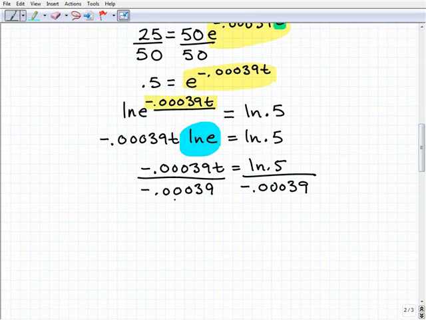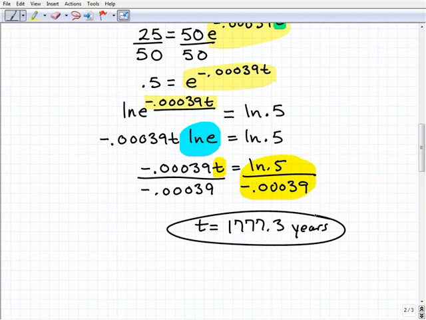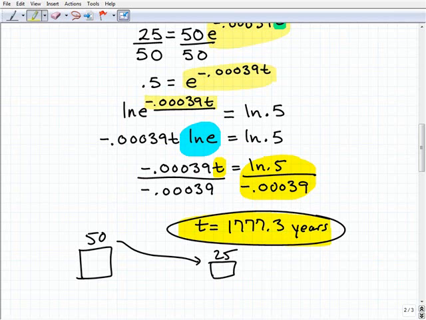So we divided both sides of the equation by negative 0.00039, and what we need to do now is plug this into our calculator, and we will have solved for t. So we'll just take a moment and do that. Okay, so t, I'm getting 1777.3, and that is time in years. So we're talking 1,777 years for 50 grams to dwindle down to 25 grams, and this is, of course, uranium. That's the half-life of uranium.